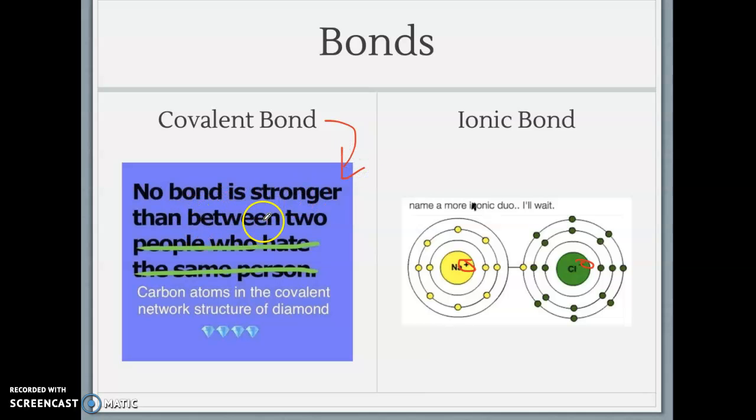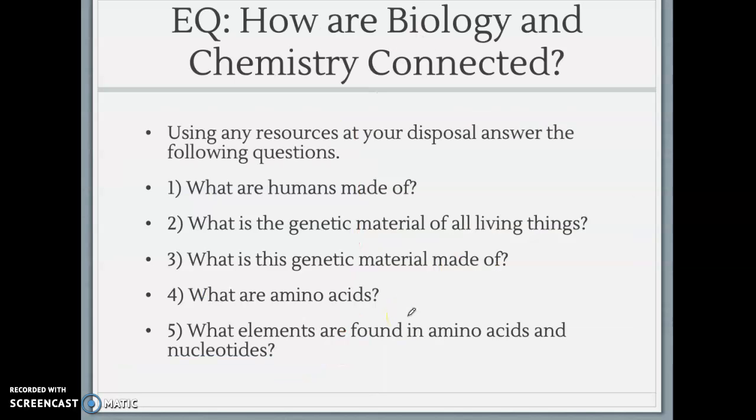No bond is stronger than between carbon atoms in the covalent structure of a diamond. And that's actually true. That's a very, very strong and stable bond because of the nature. Carbon's able to form what we call tetrahedral structures, which are very, very strong. You can think about drawing a cube, and at every part of the cube, you have a carbon connected to 4 different carbons, right? And that's kind of how we get our diamond structure. Not that you need to know that, but it is what it is. That's why diamonds are so strong.